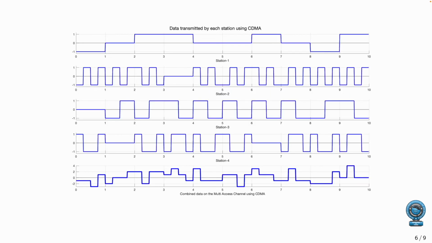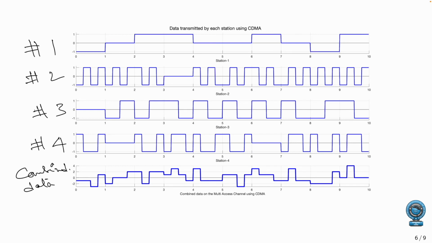Okay, with that in mind, so CDMA, now we know this is what station 1 is sending using the code. This is what station 2 is sending. This is what station 3 is sending, and this is what station 4 is sending. And when they send it simultaneously, this is what will happen in the channel: the combined data, the combined pulse sequence, will look like this.